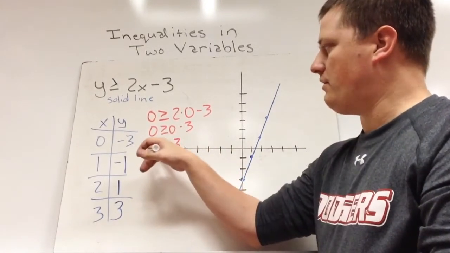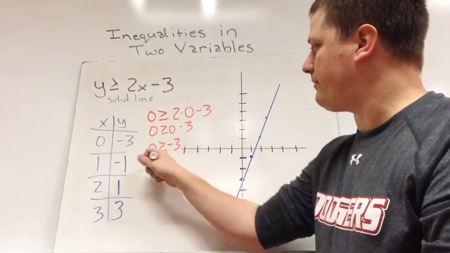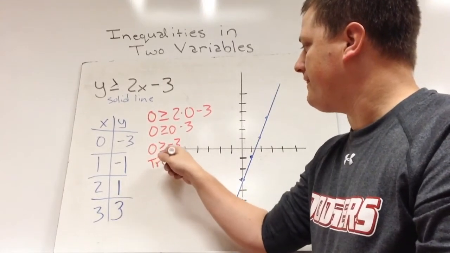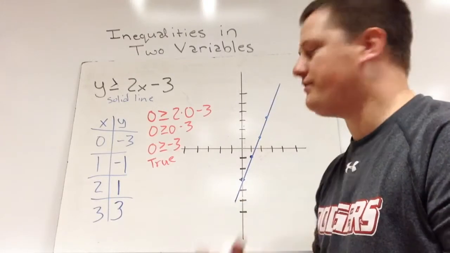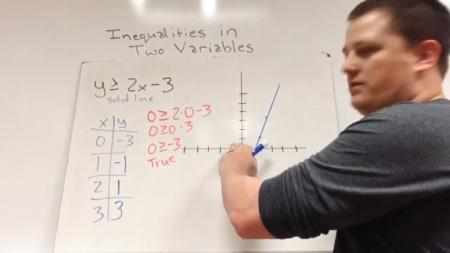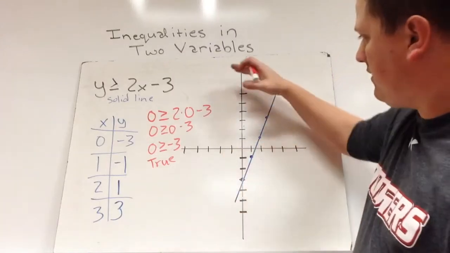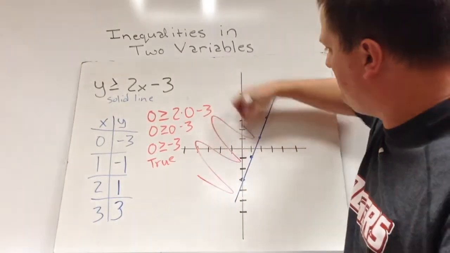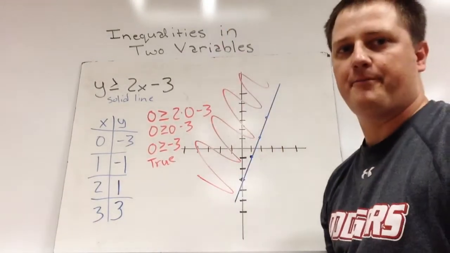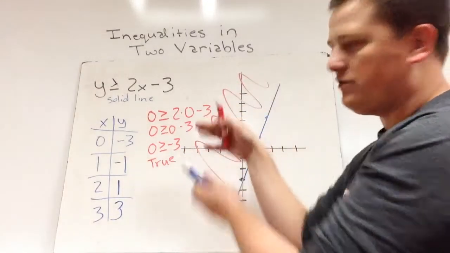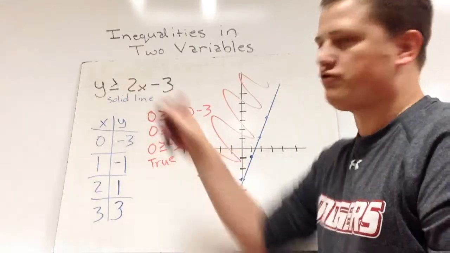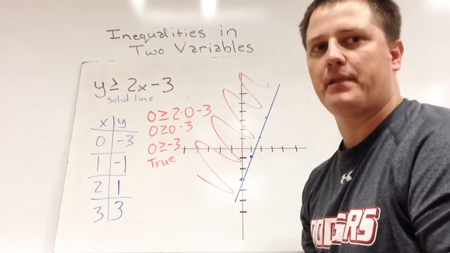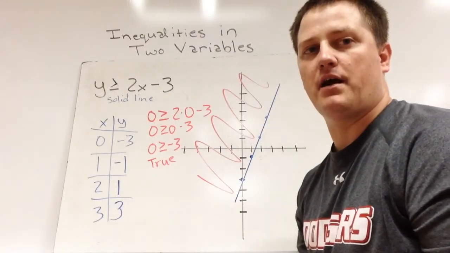So this is saying 0 is greater than or equal to negative 3. That is true. So since it's true, we want to shade the side that 0, 0 is on. 0, 0 is here. So we want to shade this side of the graph. The shaded side is where all our answers are. So all of these points would be true points for this statement. Let's try this again with another inequality.